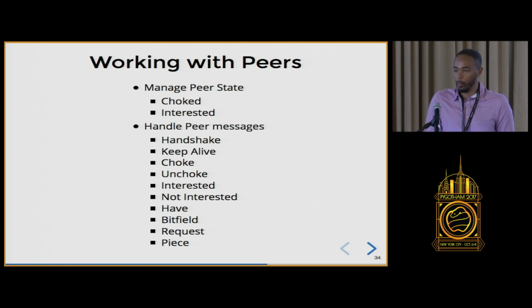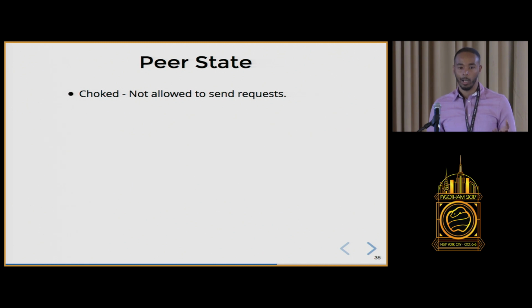When it comes to working with peers, there are two things we need to deal with. One is the peer state, which is the state between us and the peer, as well as working with a bunch of messages that go back and forth between us and that specific peer. When it comes to peer state, one thing you should know about is the state of being choked. Being choked means that a peer will not respond to requests from you and you should not send requests.